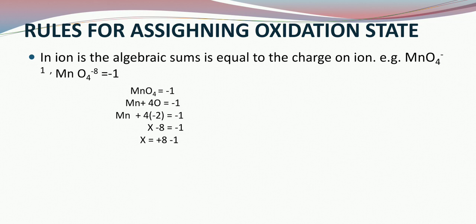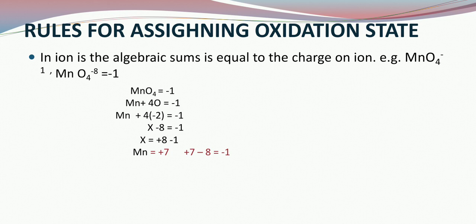-8, when shifted from the left side to the right side of the equation, is +8. Now +8 -1 becomes equal to +7. So the oxidation state for manganese in permanganate ion is +7. As according to the rule, in an ion the algebraic sum is equal to the charge on the ion, as the permanganate charge is -1. So the oxidation state of manganese is +7.